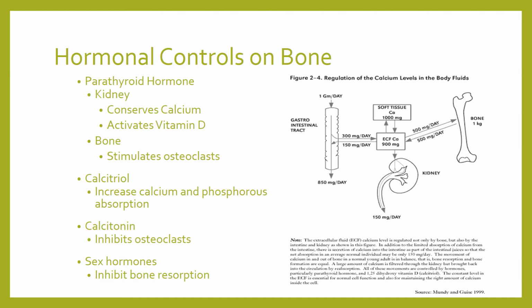Calcitriol increases calcium and phosphorus absorption. Calcitonin is produced in response to high blood calcium and stimulates calcium absorption and allows calcium to deposit to the bones. Sex hormones, such as estrogen, also inhibit bone resorption.